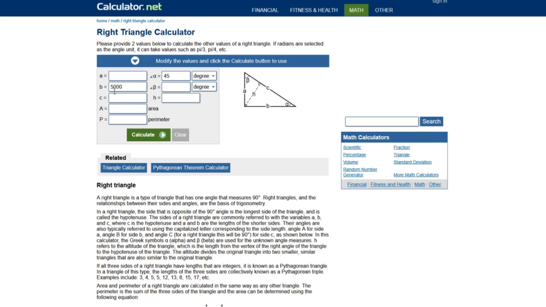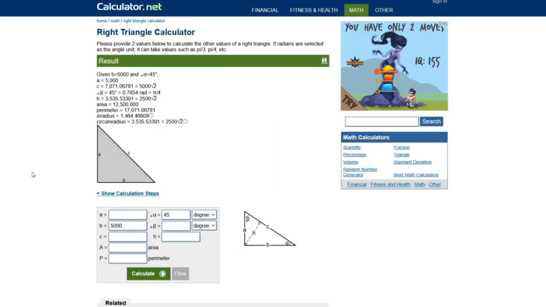But anyway, 5,000 kilometers, so the 45 degree mark on the B angle, which is the bottom. I believe that is the adjacent. And a degree of 45 degrees. And that's from this A angle here. So if you calculate that, guess what? Given B is 5,000 and A is 45 degrees, A equals 5,000. Wow. So 5,000 equals 5,000 when you do a 45 degree.